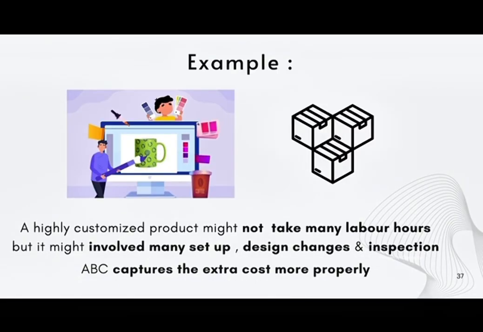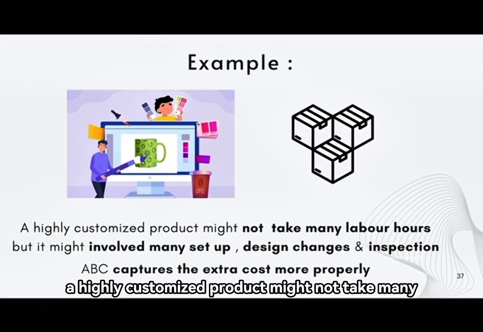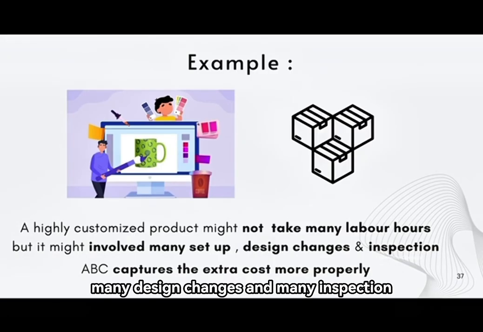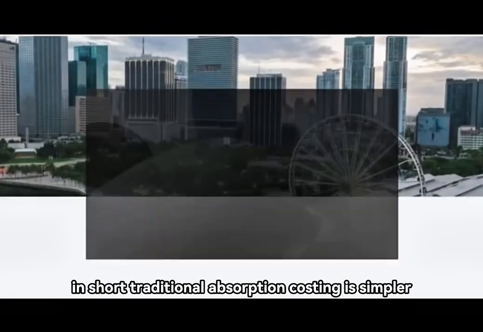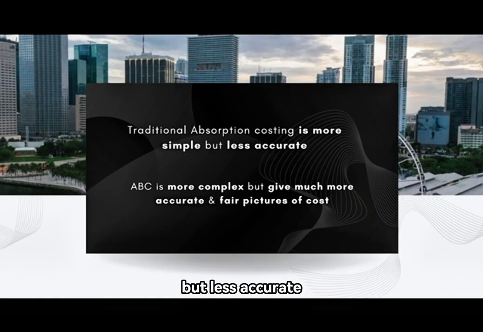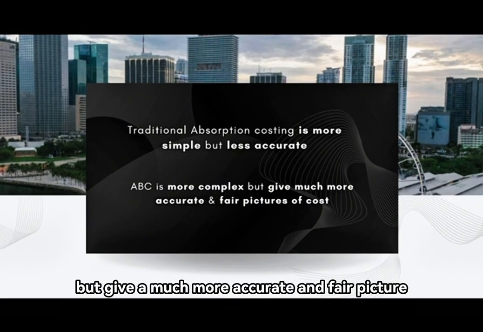For example, a highly customized product might not take many labor hours, but it may involve many setups, many design changes, and many inspections. So, ABC captures these extra costs properly. In short, traditional absorption costing is simpler but less accurate, while ABC is more complex but gives a much more accurate and fair picture of cost.